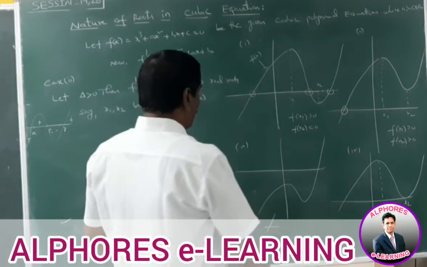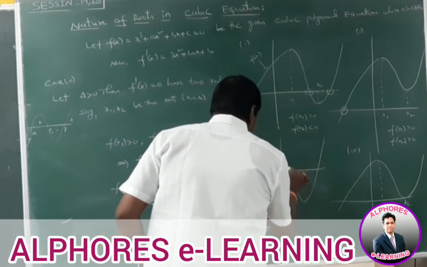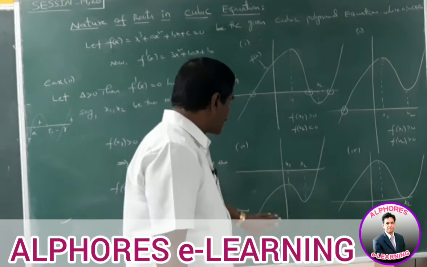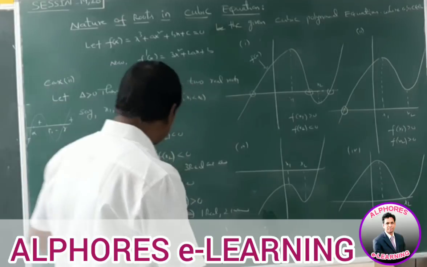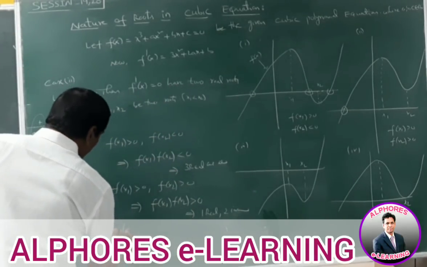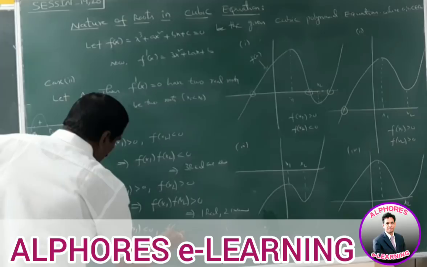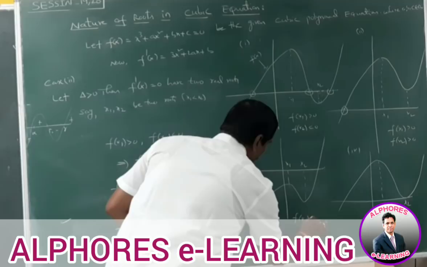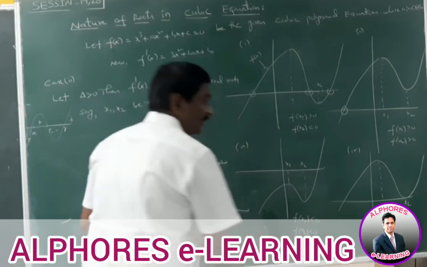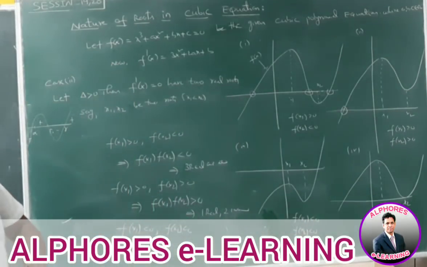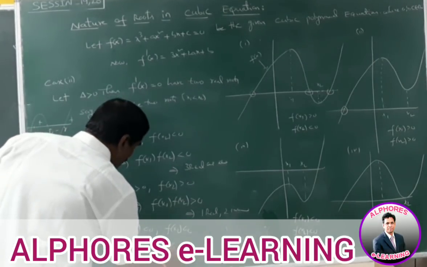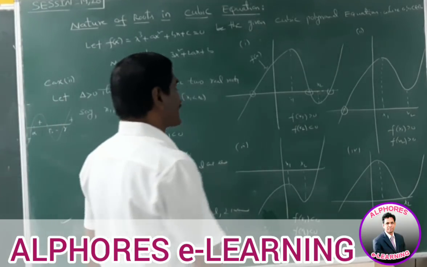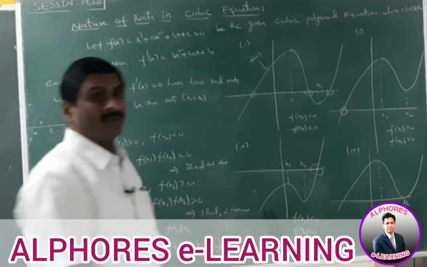The graph is in this way. The graph turns at x1 and at x2, x1 less than x2. Here f of x1 is negative and also f of x2 is negative. Please observe this point. At x1 the function value f of x1 is negative, f of x2 is also negative. Both have the same signs. That means f of x1 into f of x2 is greater than 0. In this case, the curve cuts the x-axis at only one point. That means we get only one real root.